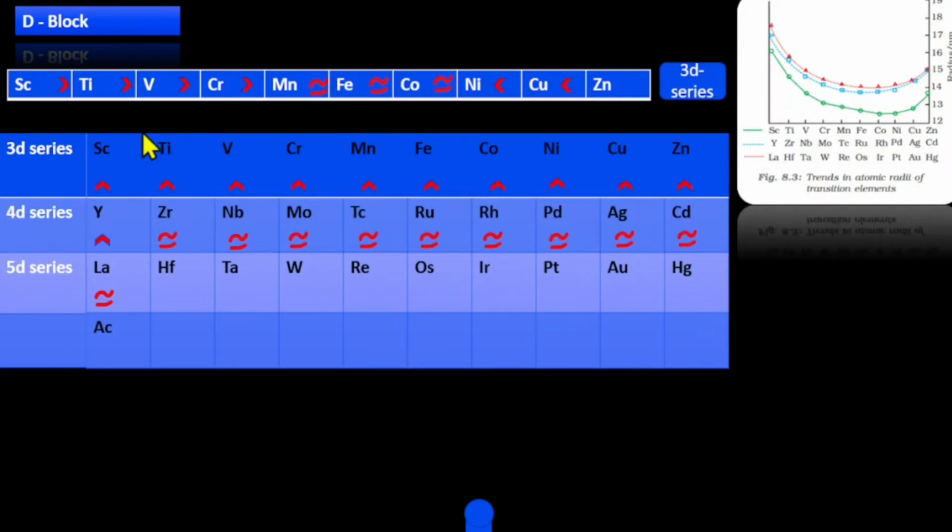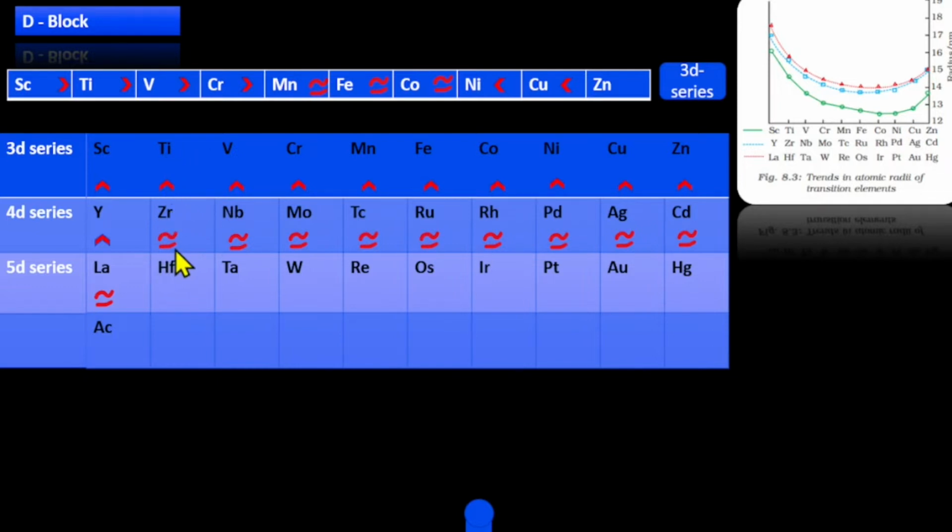Now along the group: 3D, 4D, 5D series. Here you can see as we go down, size will increase, but after that there is constant size. Even you will find one question, I will show you later on. One question has been framed from this part. So keep this in mind: from titanium, zirconium, hafnium, size is firstly increasing, then constant.